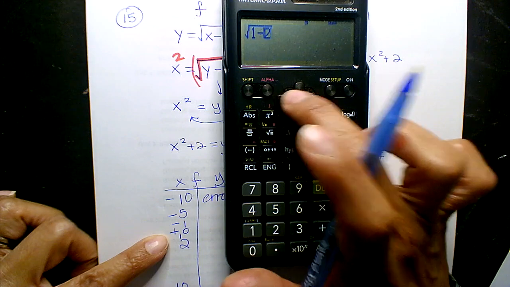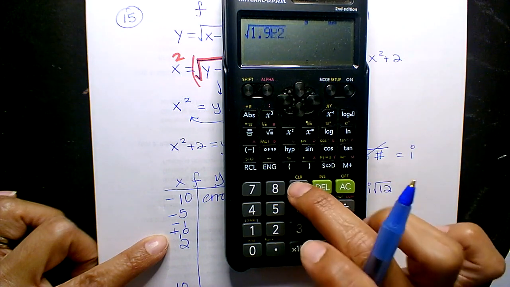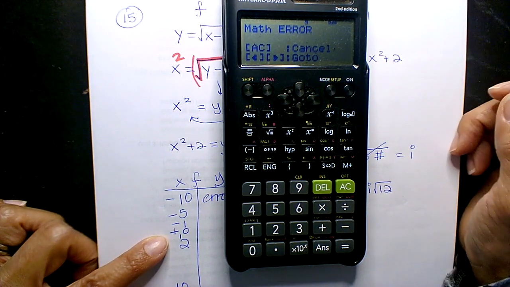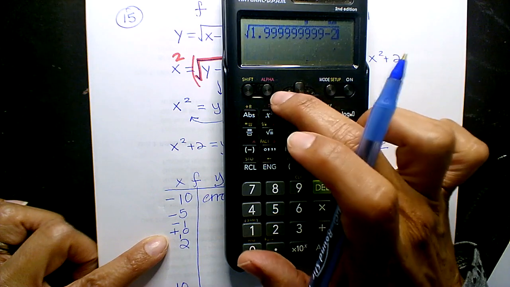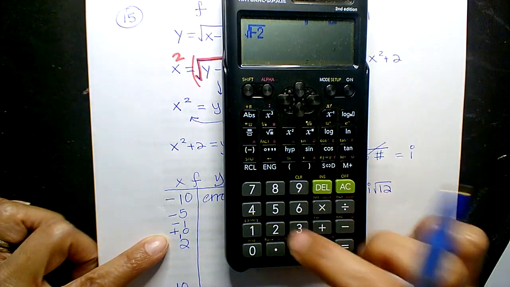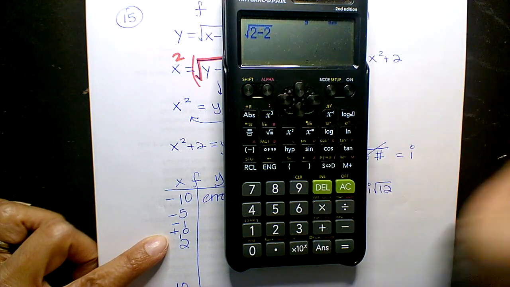So if I was to type in 1.9999999, it doesn't matter, I get rejected. But if I plug in a 2, because opposite h, follow k. What is 2 minus 2?